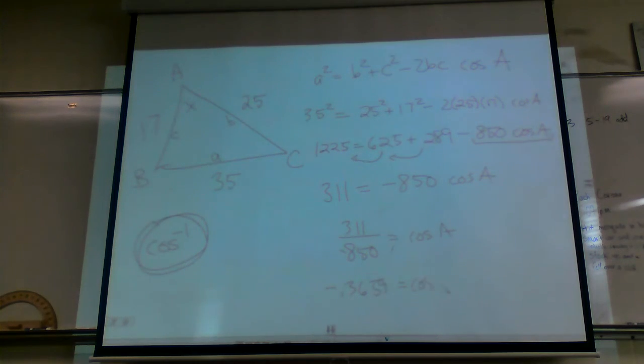And then that's what you're going to be doing the inverse cosine of. You need a calculator for this stuff, guys. A lot of these aren't going to be on the chart. Once you go beyond right triangles, you can have negative values; for right triangles they're always positive. So if you do cosine inverse of that negative 0.3659, you should get 111.5. So that would be the answer there.